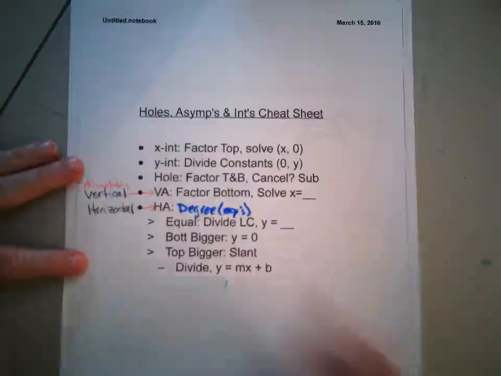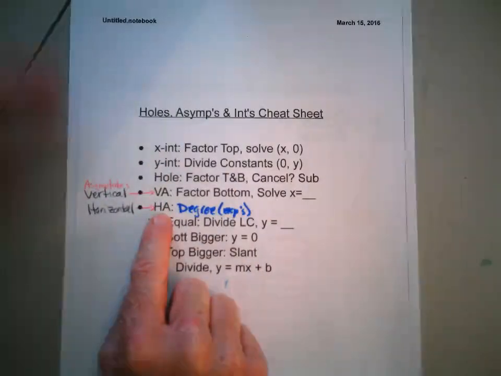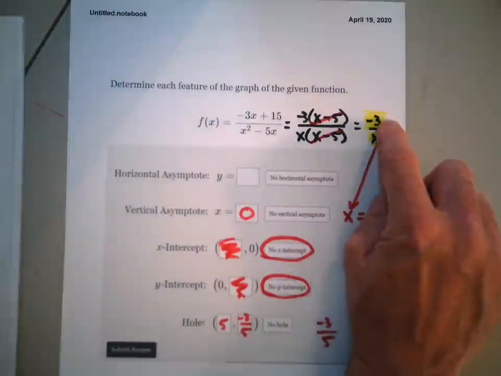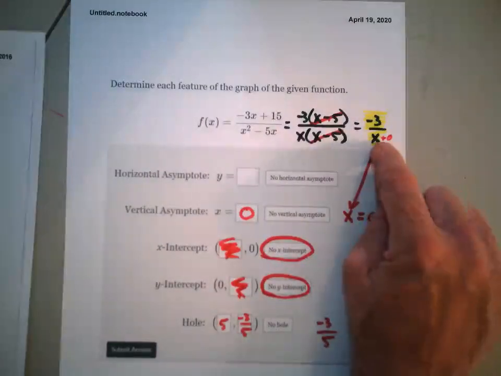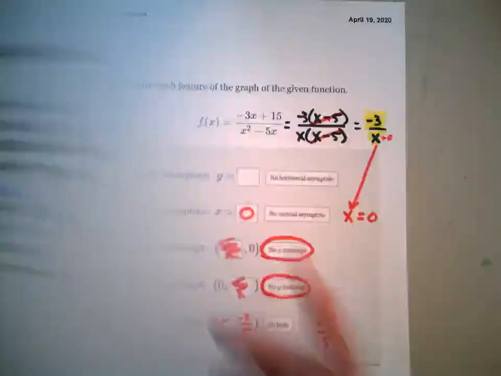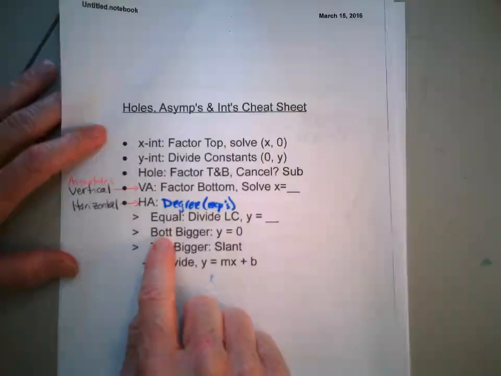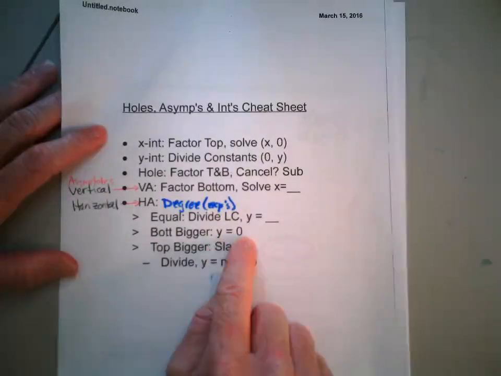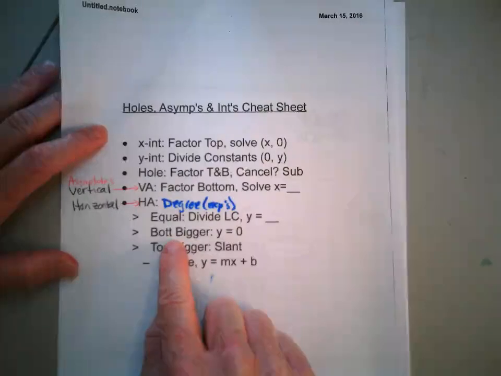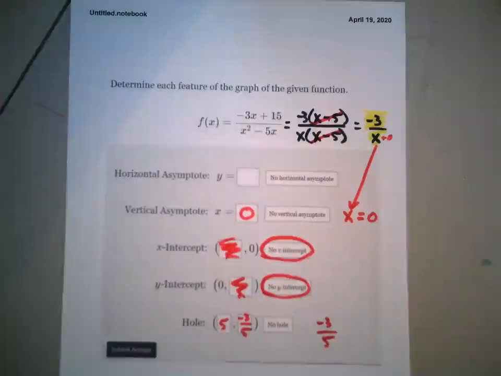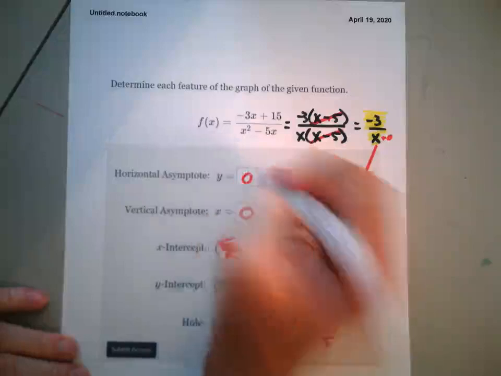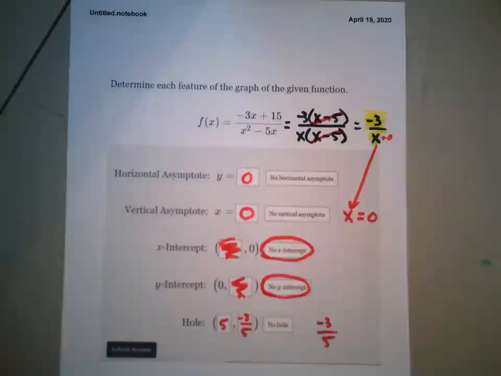And finally, we get to our horizontal asymptote. We look at the degrees. Degree on the top is 0. Degree on the bottom is 1. Therefore, the bottom is bigger, and the y-intercept is 0. I'm sorry, the horizontal asymptote is 0. So we'll put a 0 in for that as well. So there are all the features for that problem.